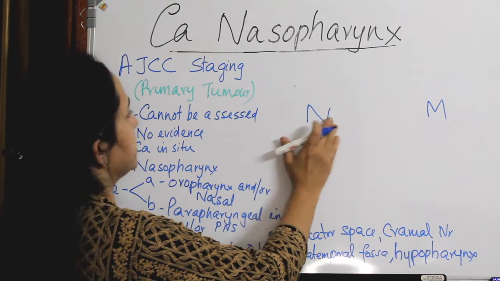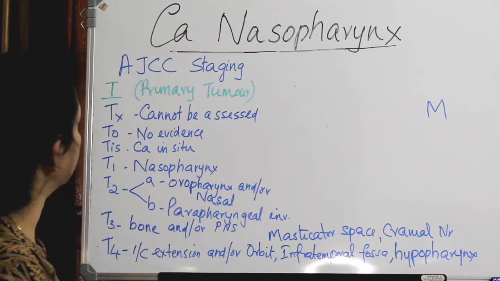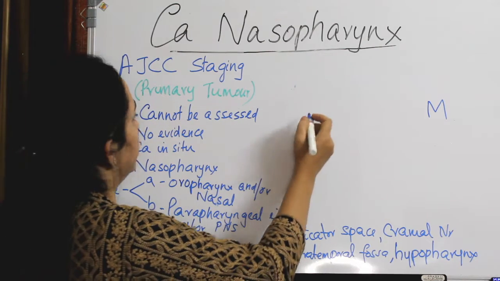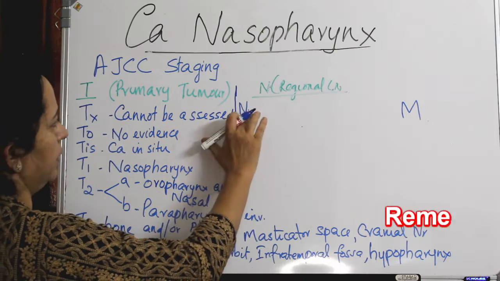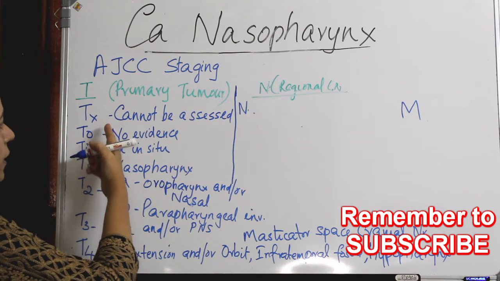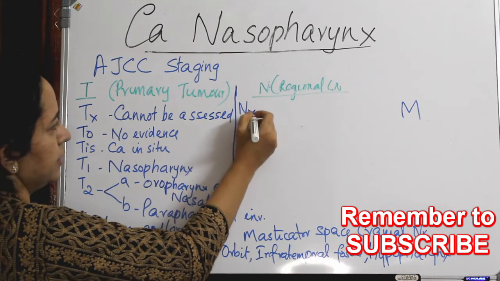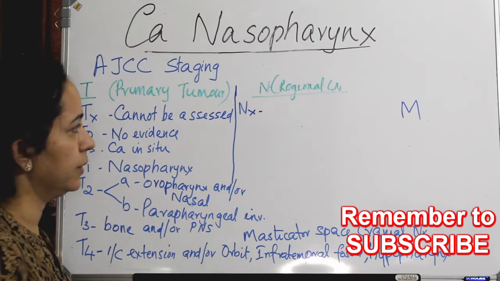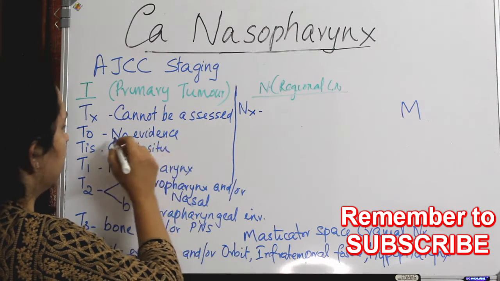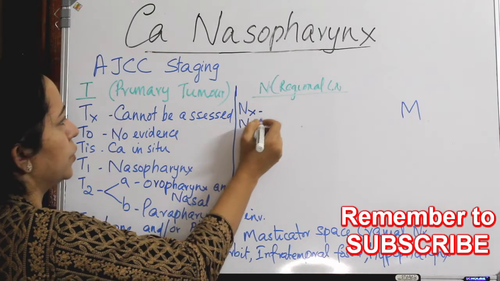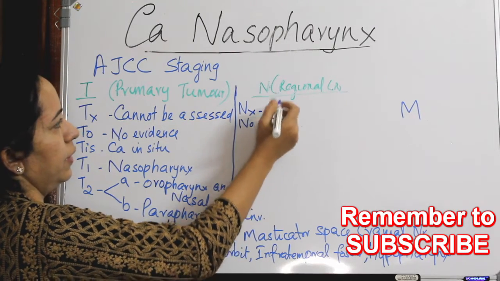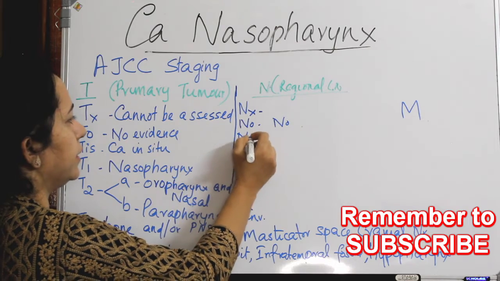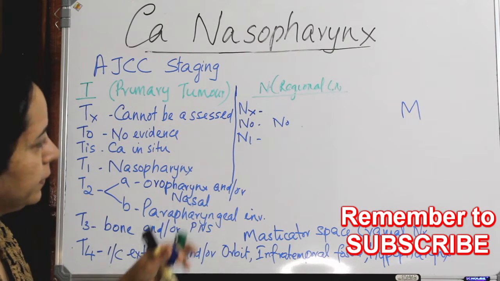And what about this N staging? N is presence of regional lymph nodes. Okay, so before N1 we have NX, that is cannot be assessed. The status of regional lymph node spread cannot be assessed. And N0, there is no evidence of regional lymph node spread. Then it is N1 to N3, N1, N2 and N3.